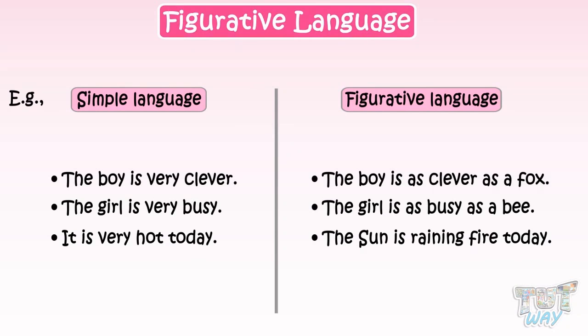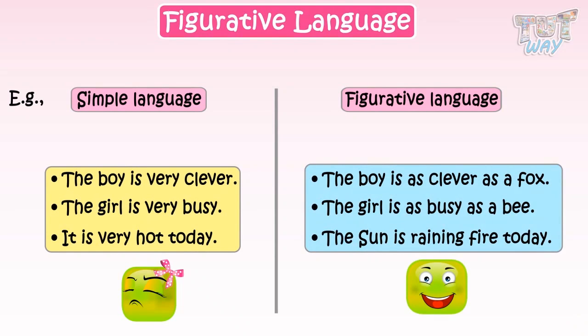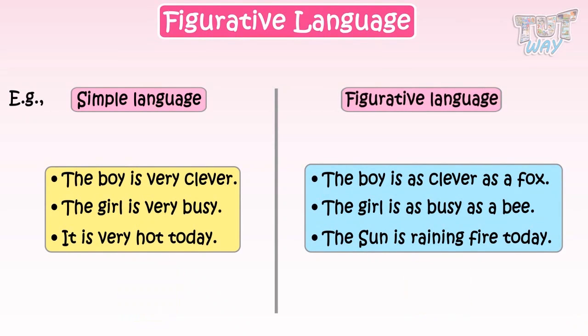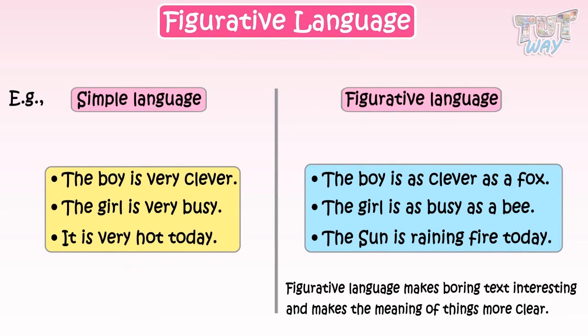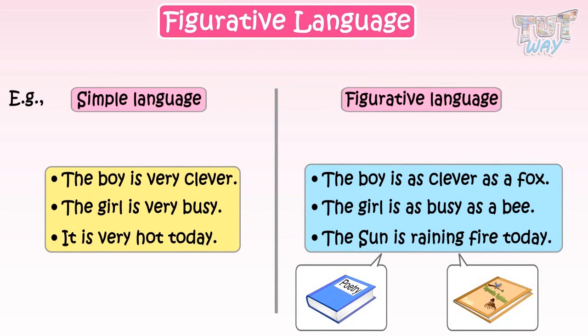So, what you see, the text written on the left side is stating facts in a plain language, which makes it none too interesting. The text written on the right side seems interesting to read, and we can also visualize the situations better. So, figurative language makes boring text interesting and makes the meaning of things more clear. For this reason, figurative language is very often used in poetry and novels, which make them interesting to read.